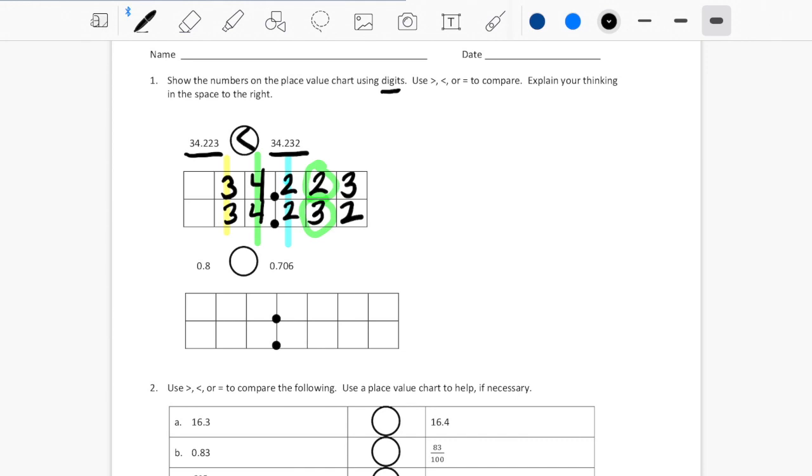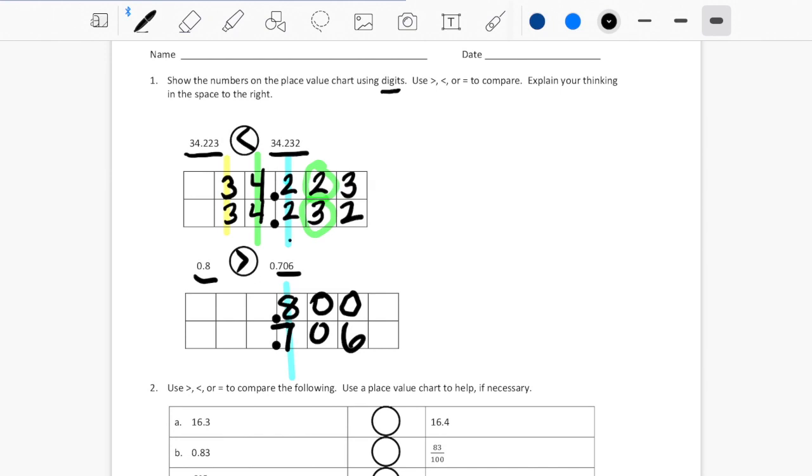The next is telling me to compare 8 tenths to 706 thousandths. So it's important with numbers like these that children fill in all the places. It can help them fully compare the numbers. So our largest place here is tenths. Here I have 8 tenths. Here I have 7 tenths. I can see that 8 is bigger than 7, so I draw the greater than sign.